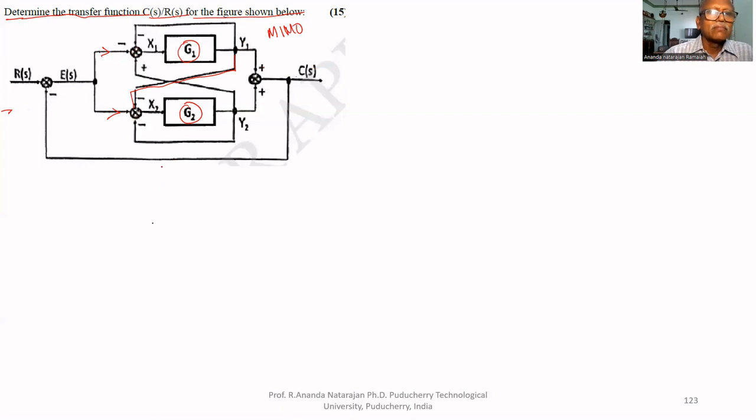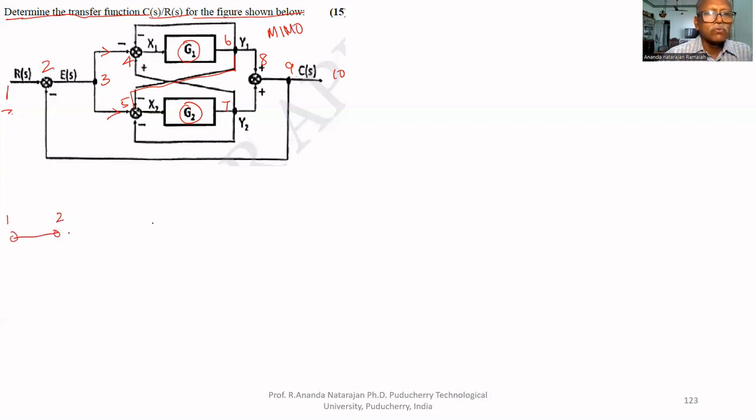Now we have to find it, but it is difficult by the block diagram reduction method. But here the method is not mentioned. That's why let us find it by using Mason's gain formula. This is node 1, node 2, node 3, node 4, node 5, node 6, node 7, node 8, node 9, node 10. 10 nodes are there. So we have to draw the signal flow graph.